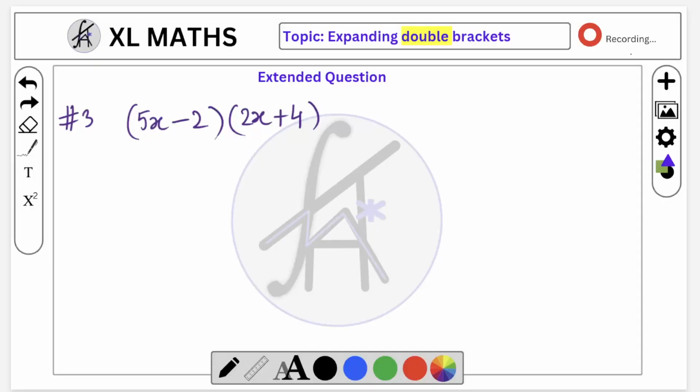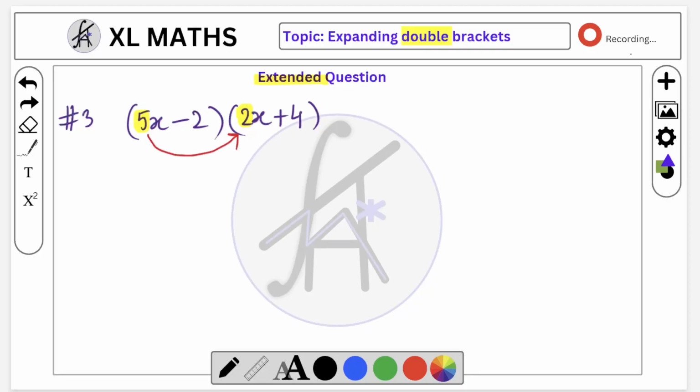We are expanding double brackets with extended questions, where we have type 3. That includes the first bracket negative but the other bracket positive. But what's the difference? Extended questions where we have something with x. X is not alone, it has a coefficient. How to do this? Step by step.